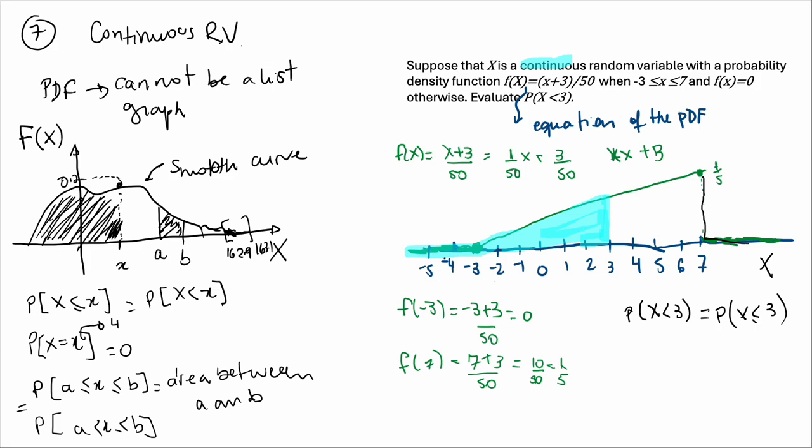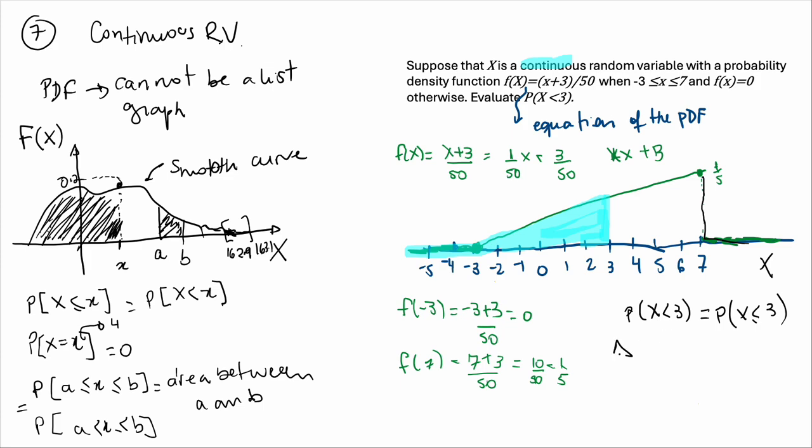So the curve doesn't have a height. The height of the curve is 0, and so I cannot calculate this area. So I don't mind this area. This area won't make a difference. So what I need is to know the area of this triangle.